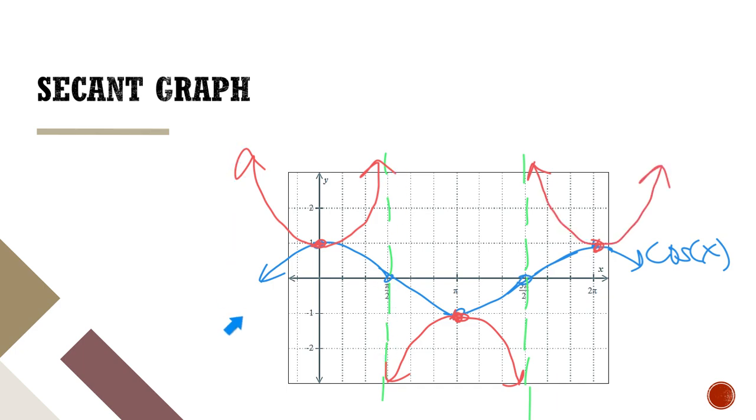These asymptotes continue over and over again, and this kind of oscillates back and forth over and over again. So I would highly suggest checking out Desmos by typing in both the secant of x in red, and then the cosine of x in blue, just to see how it looks.